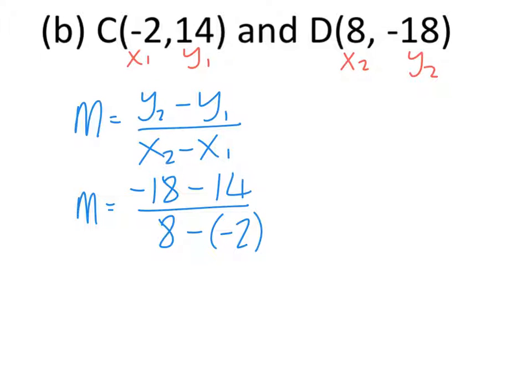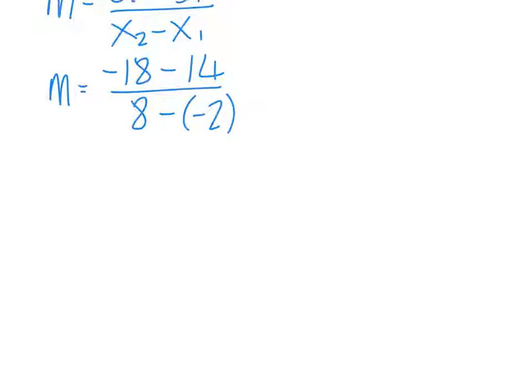So we just need to be a little bit careful with this one, with the signs and so on. So on the numerator, negative 18 take away 14, which is negative 32. And on the denominator, we have take away a negative, which is a positive. So that's 8 plus 2, which is 10.